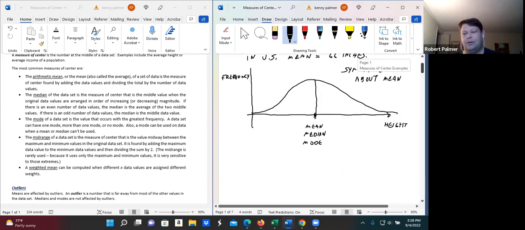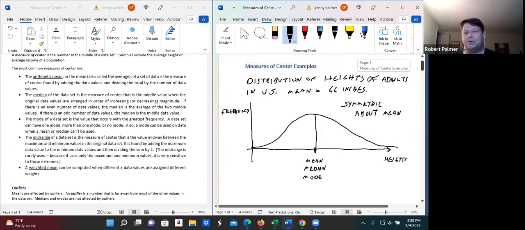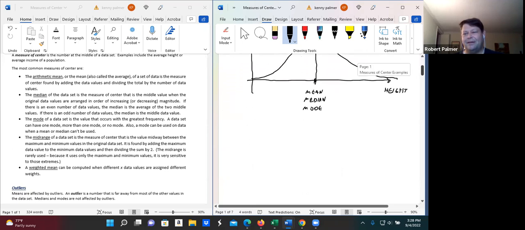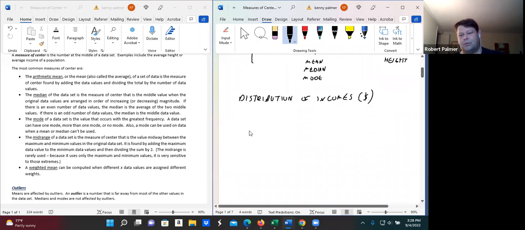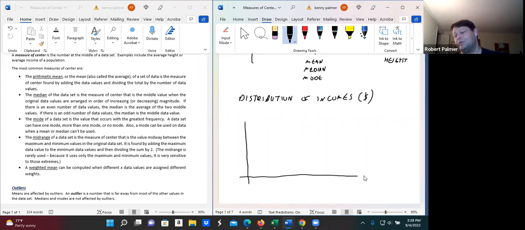Now, instead, this time next, let's think about the distribution of incomes. Think of those in dollars. Now, we don't expect that graph to look exactly the same. There could be some similarities. There will be some important differences, and we're going to talk about those.